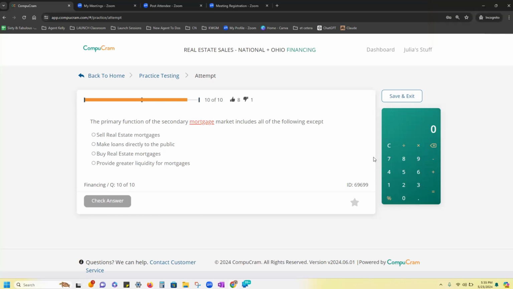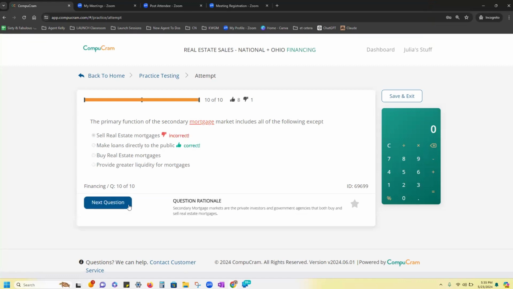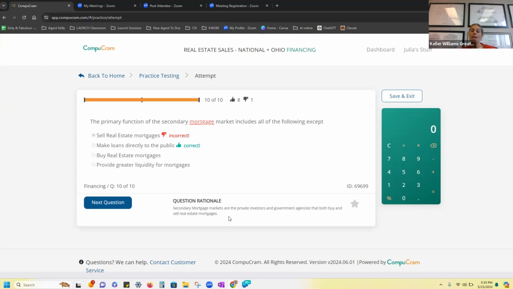A. Okay, so it'd be B. Secondary markets are the private investors and government agencies that both buy and sell real estate mortgages. So they don't make loans directly available to the public.